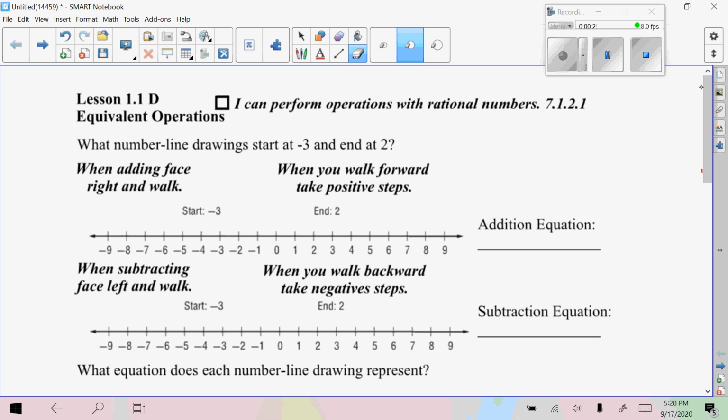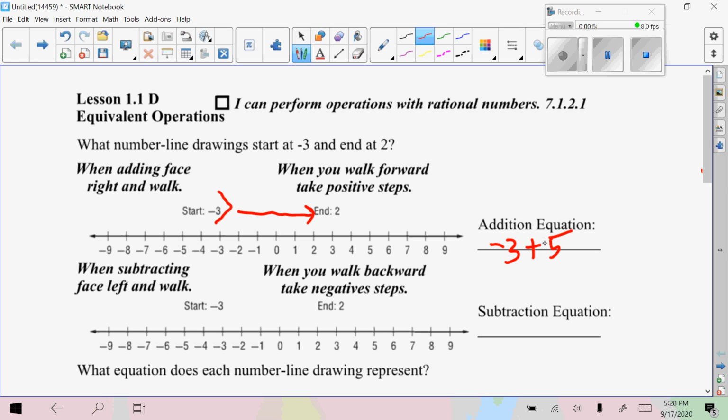So remember that if I'm adding, I am facing to the right. So if I start at -3 and I'm facing to the right, and then I end up at 2, I'm going the same way I'm facing, so that's addition. So I'm starting at -3, and the length of that line is 5, but it's going in the same direction that I'm facing, so I'm adding +5.